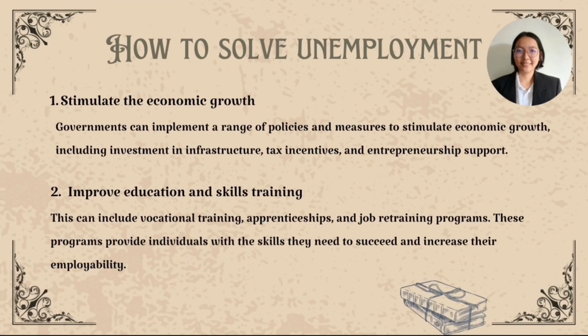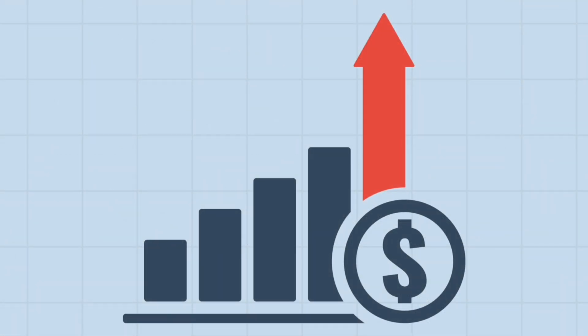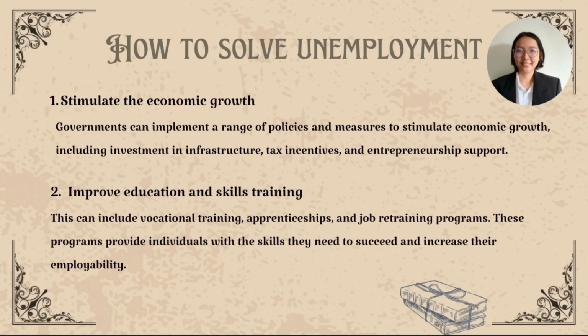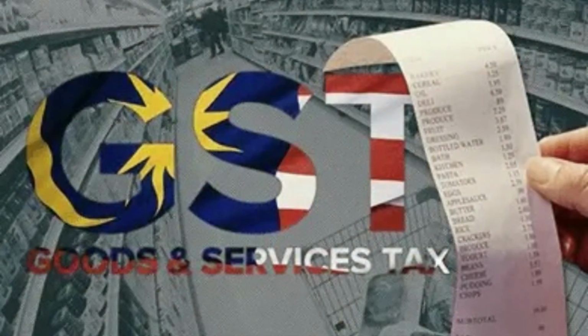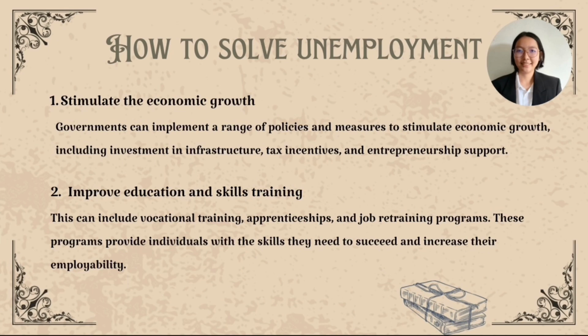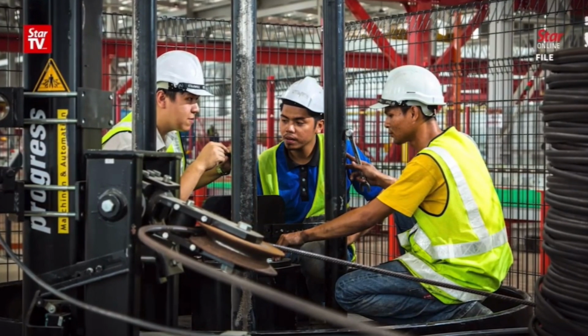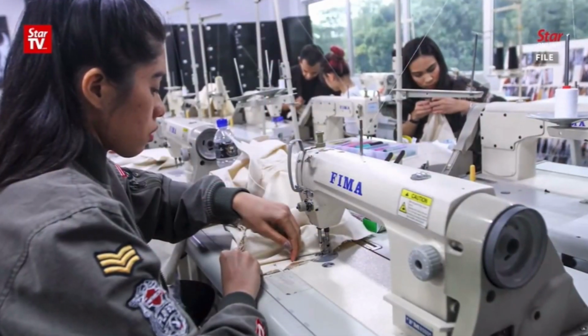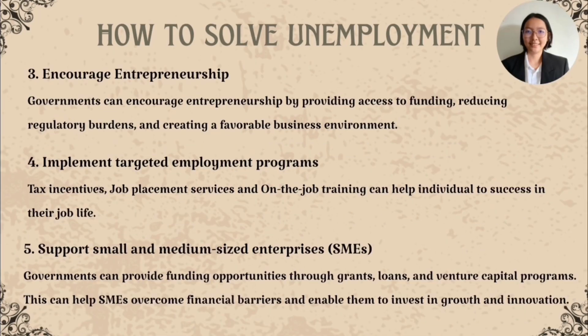Today I will talk about how to solve unemployment. Number 1 is stimulate economic growth. Government can implement various policies to stimulate economic growth, including investment in infrastructure, tech incentives, and entrepreneurship support. Number 2, improve education and skill training. This can improve vocational training, apprenticeship, and job retraining programs. These programs provide individuals with a lot of skills and are able to improve their employability.